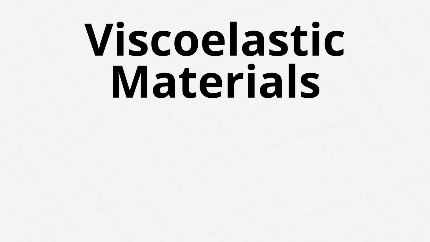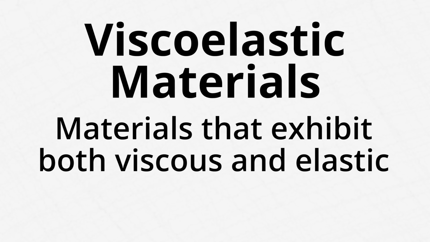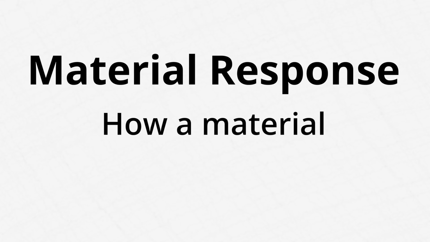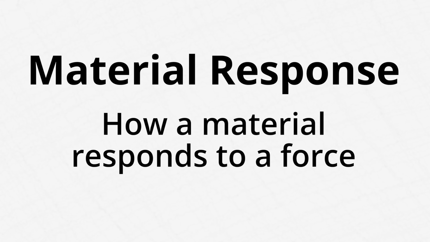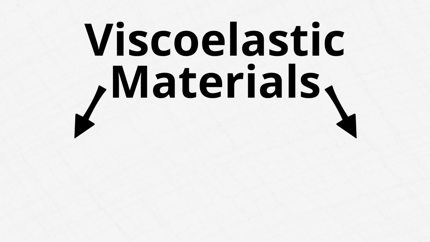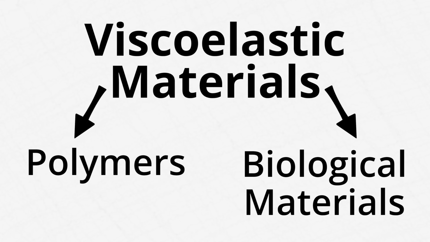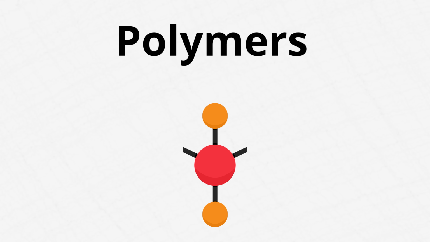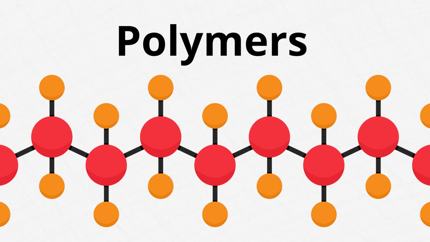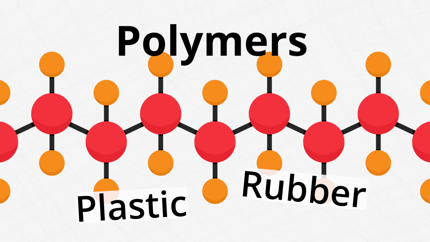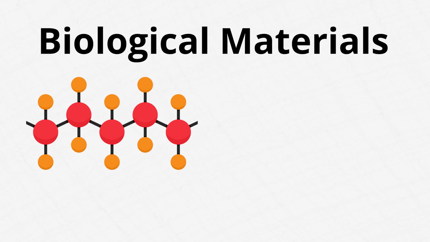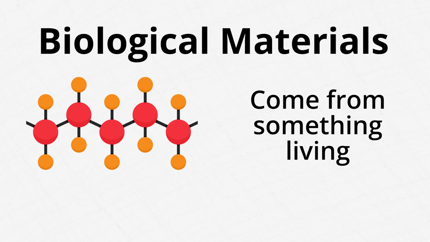Viscoelastic materials are materials that exhibit both viscous and elastic material responses, a material response being how a material responds to a force. We often categorize these further into polymers and biological materials. Polymers are materials composed of one type of molecule repeated in a chain. Things like plastic and rubber are polymers. Biological materials can sometimes have the structure of polymers, but are classified differently because they come from something living, such as skin or cartilage.